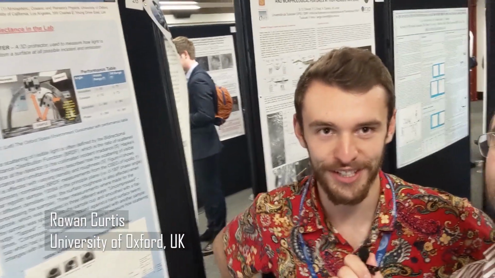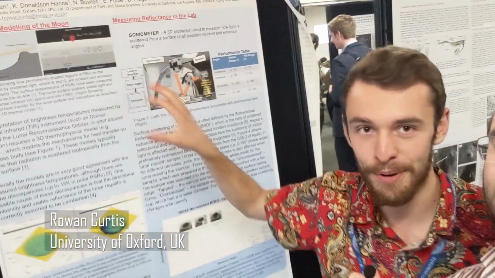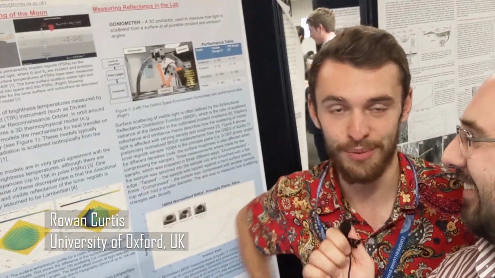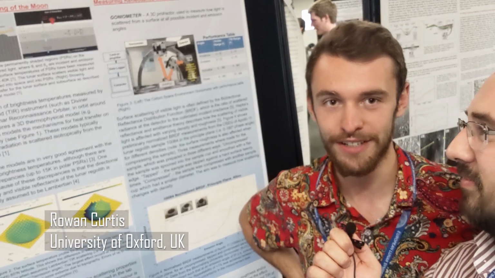Hello, I'm Rowan Curtis. I'm from the University of Oxford, and today I'm talking about how we're going to understand heat transfer on the moon. So, in permanently shadowed regions at the poles of the moon, we think there is water ice, and we need to be able to better constrain where that water ice is by understanding the temperature profiles of those craters at the poles.